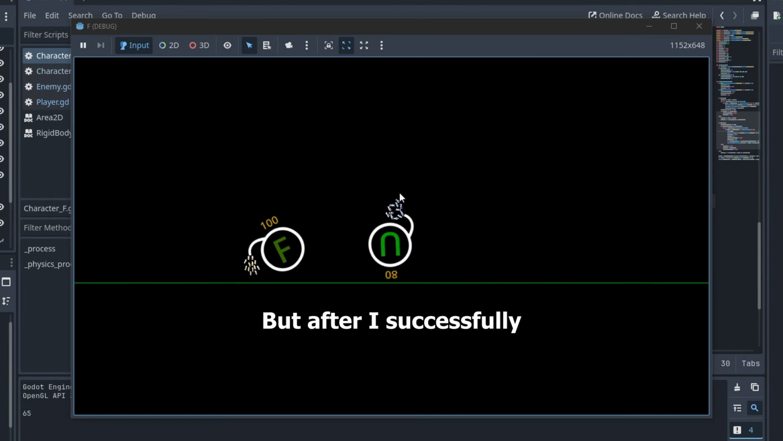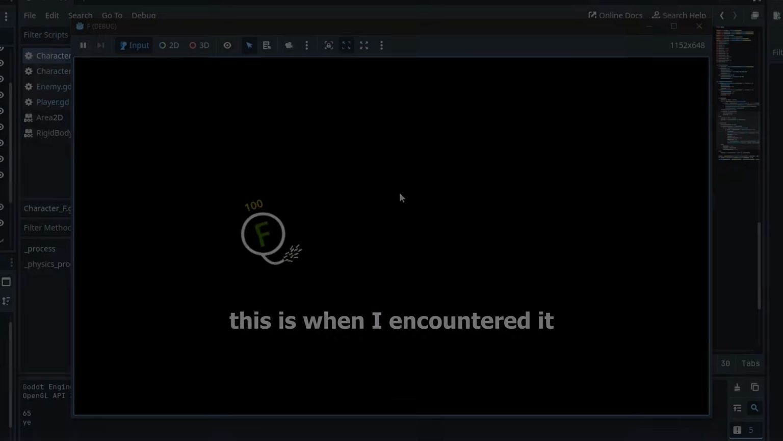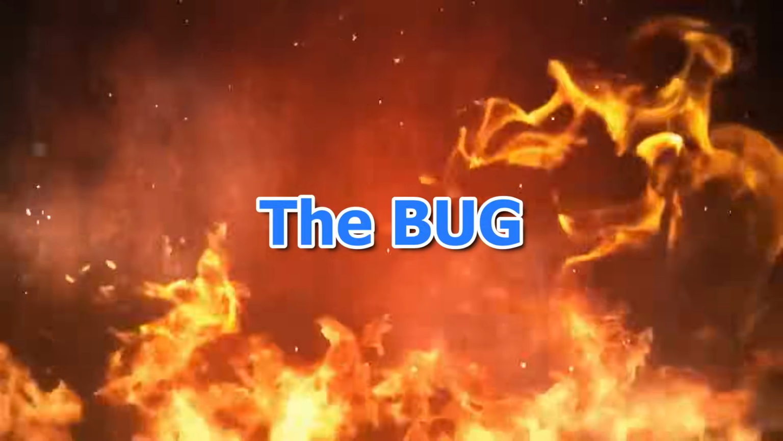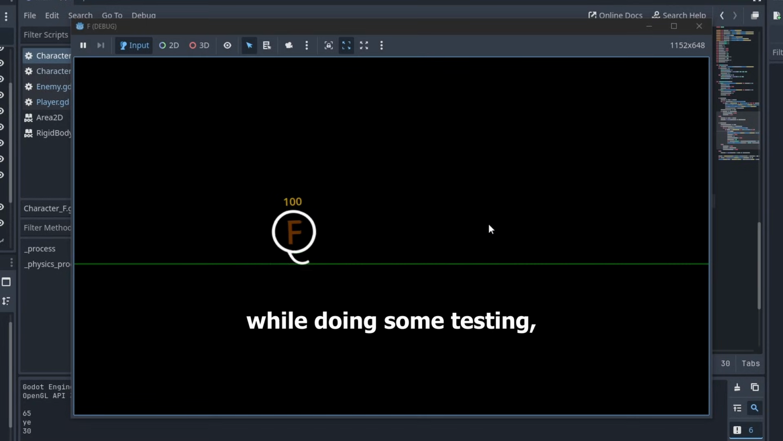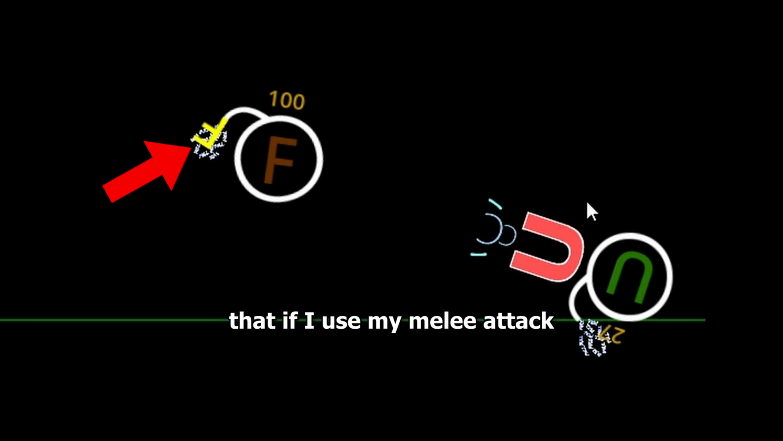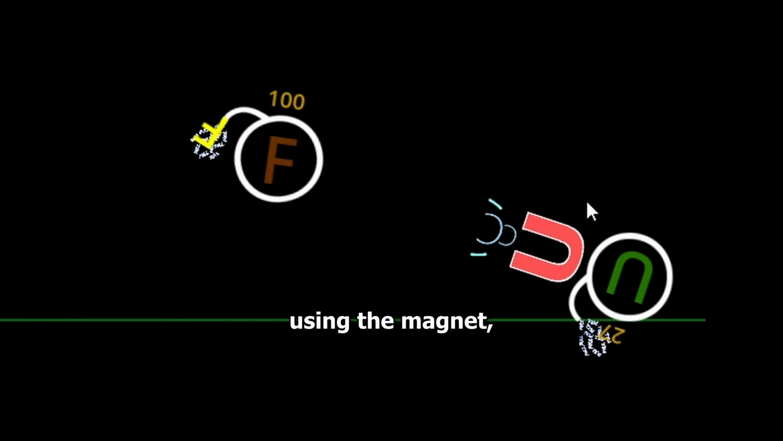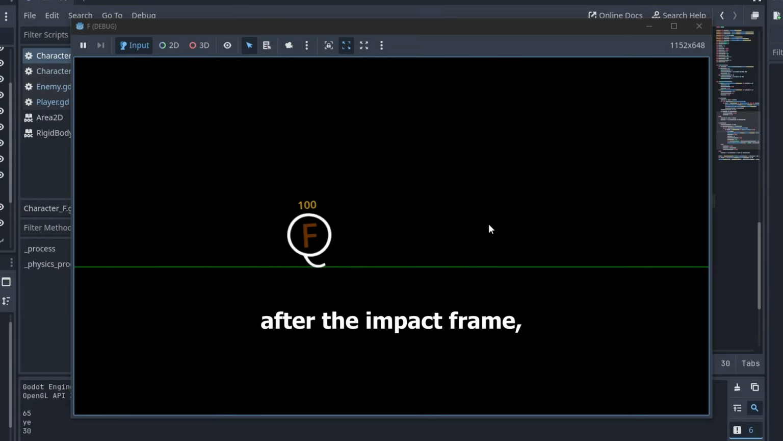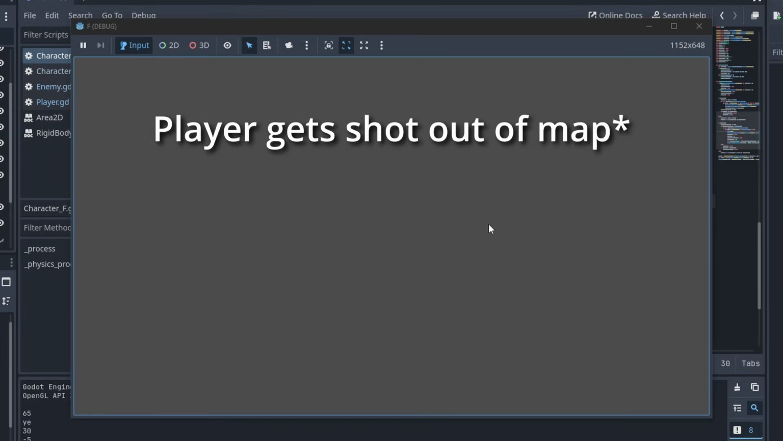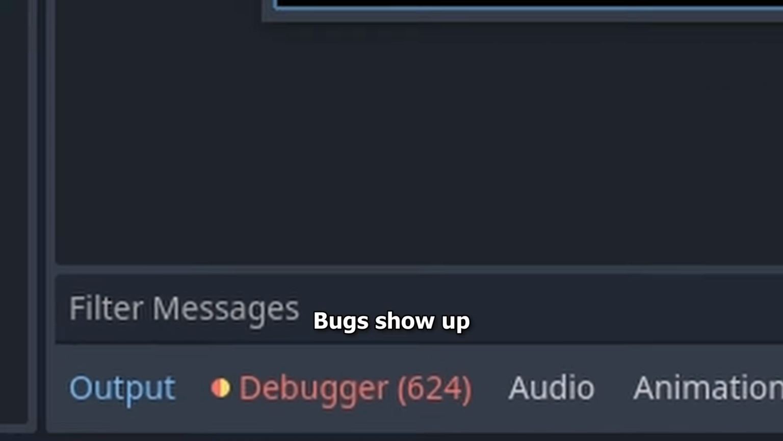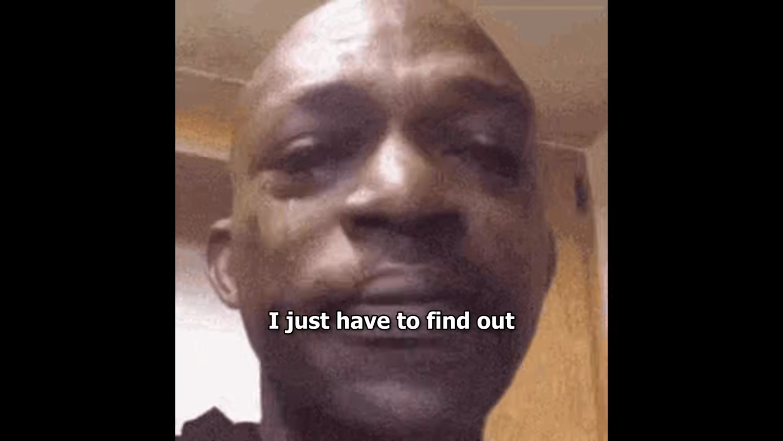But after I successfully implemented them, this is when I encountered it. The bug. You see, while doing some testing, I found out that if I use my melee attack while the enemy is using the magnet, after the impact frame, this happens. No big deal, right? Bugs show up all the time. I just have to find out what's causing it.